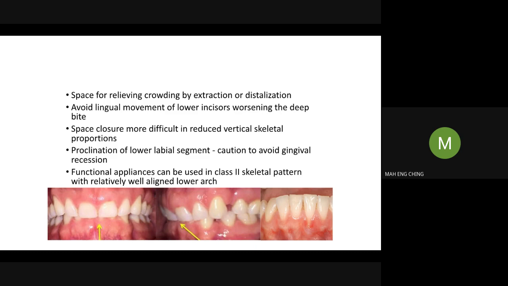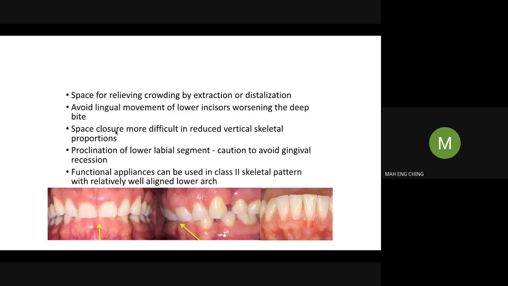A lot of the time, for Class 2 Division 2, we go for fixed braces because you need a lot of good torque and changing of the incisor angle. Especially if you take out the premolar, then it's a bit tricky to do it with a removable. So usually the fixed braces will be more suitable.